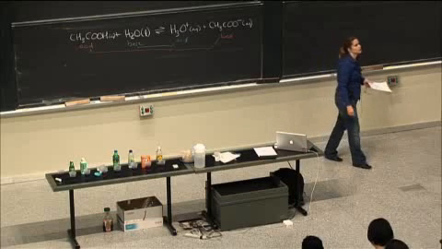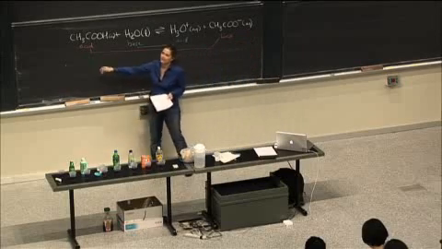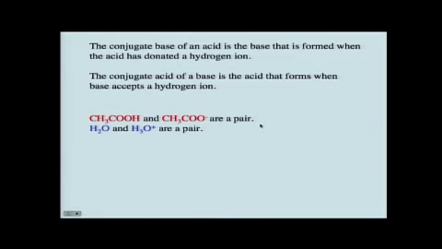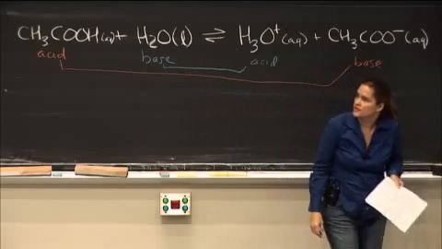So this brings us to another term, which is conjugate acid-base pairs. You can talk about something being a conjugate base of a particular acid. A conjugate base of an acid is a base that's formed after the acid has donated its hydrogen ion. A conjugate acid of a base is the acid that's formed when the base accepts the hydrogen ion. So you can look at those examples here.